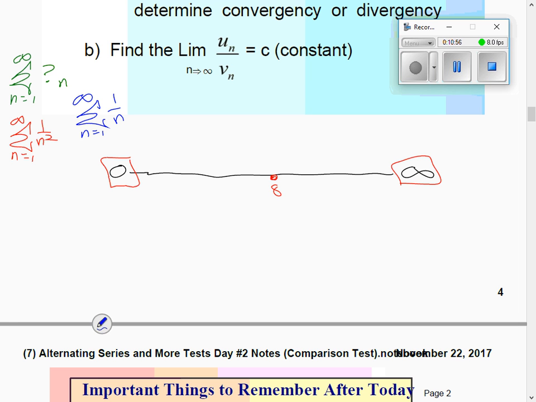But if I compare the unknown function to a different function, let's call it 1 over n, what do I know about 1 over n? It's divergent. So if I get 13, the unknown one will be divergent. If I get 0, convergent. If I get infinity, divergent. It's like flip-flopped, right?